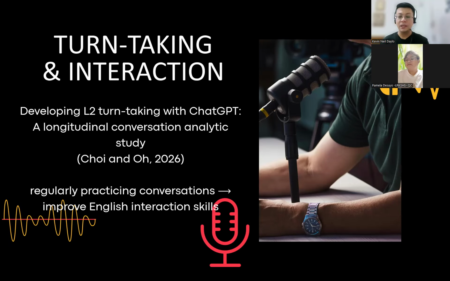They found that regularly participating in conversations with ChatGPT-4, take note, Ma'am, AI, ChatGPT-4, helped a Korean EFL learner improve her English interaction skills, including how she took turns, how she responded, and how she kept the conversation going. Although some AI limitations occurred, such as giving overly long responses and ending pauses too quickly, which affected the interaction. Still, ChatGPT worked as a useful conversational partner, and this supported language learning and complemented teacher-led instruction.